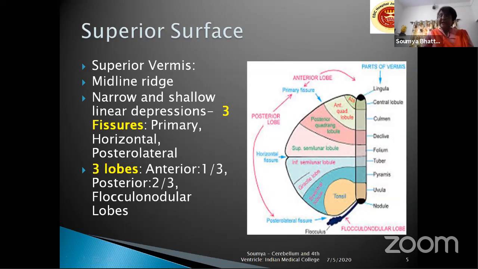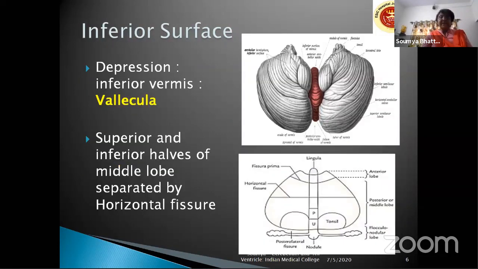We have to learn a little more. Now, my dear students, in the end, I have already given a few probable questions which you need to practice. Now, these are all must-know areas. You can't skip this before your exams. Coming to the inferior surface.